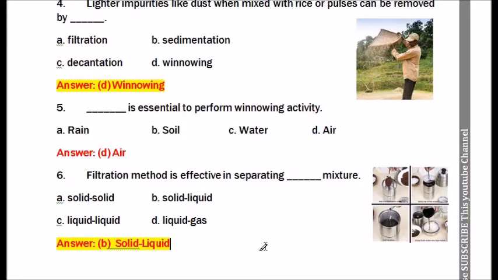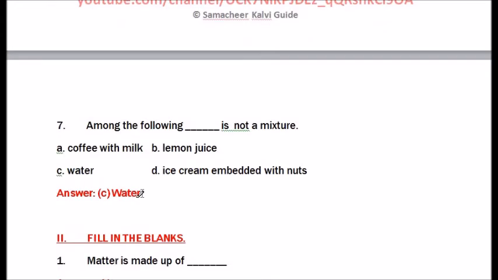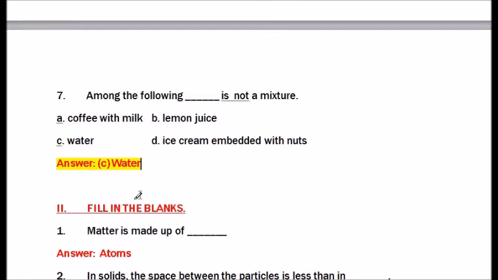Question number 7. Among the following, dash is not a mixture. Option A, coffee with milk. Option B, lemon juice. Option C, water. Option D, ice cream embedded with nuts. The answer is water. Water is not a mixture.